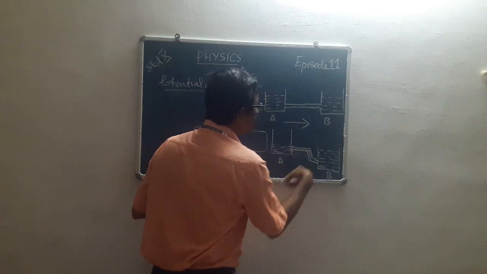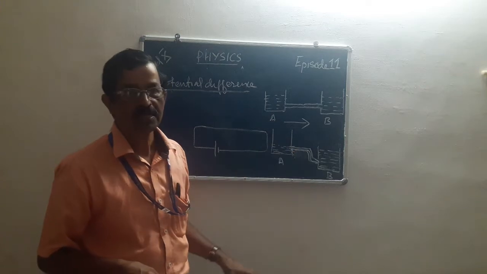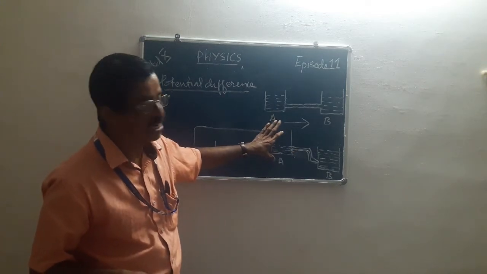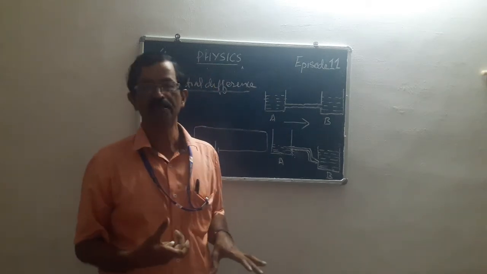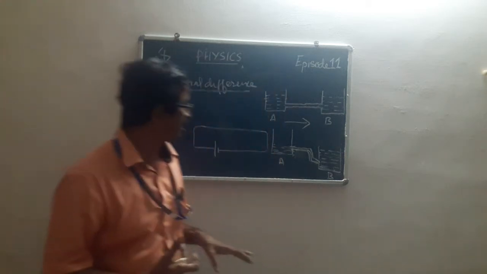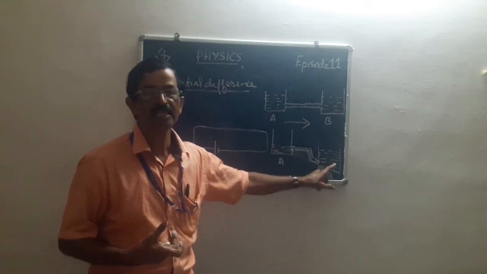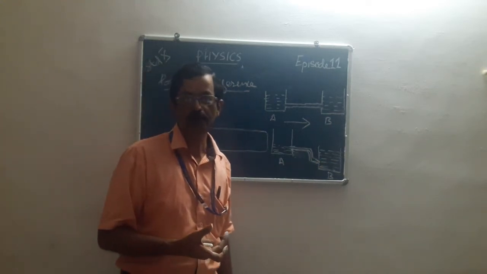Now, to flow water from A to B, what method did we use here? We raised the height of the beaker A. So to flow water, there must be a height difference. What concept do we want to get? That to flow water from one beaker to another, there must be a height difference.